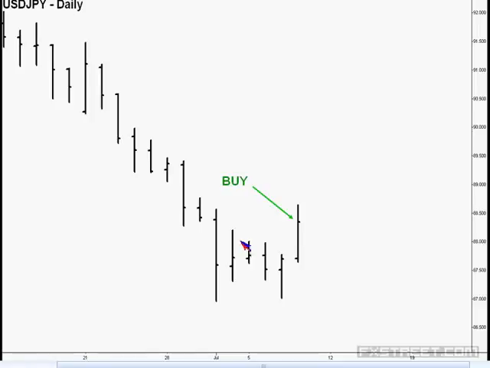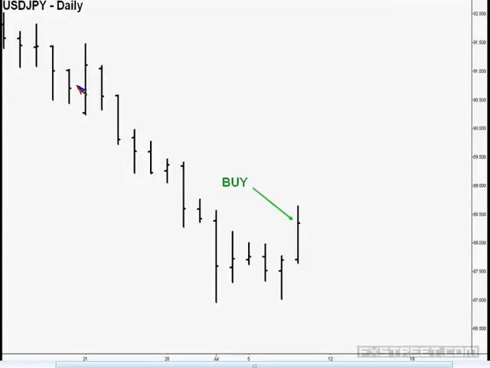Okay, so I'd like to start out. Let's start at the presentation now. Let's look at this chart. And I want to ask you, has this ever happened to you? This is a daily chart here of the dollar yen, and as you can see here, we've had a really nice decline. Now, this is an older chart here, but we've had a really nice decline.